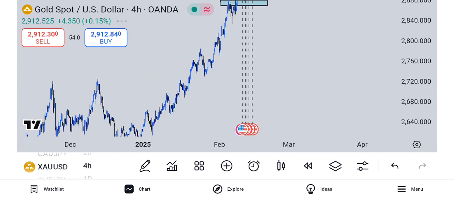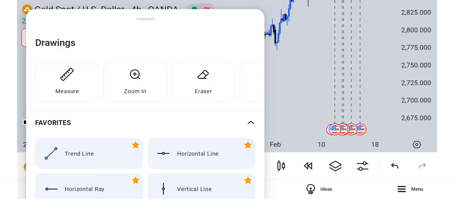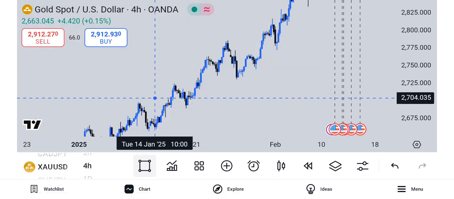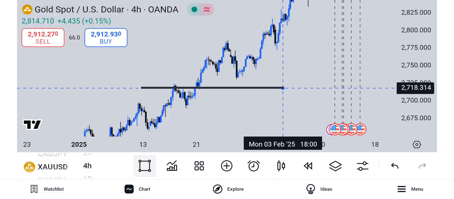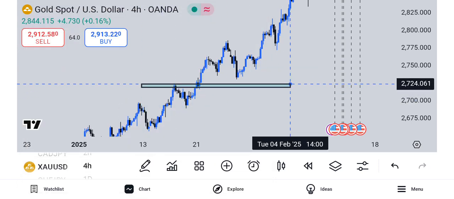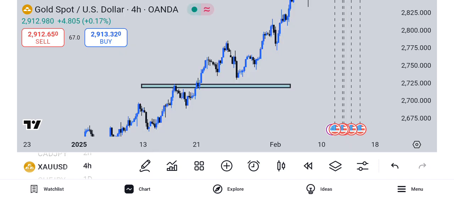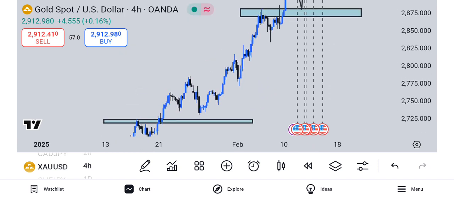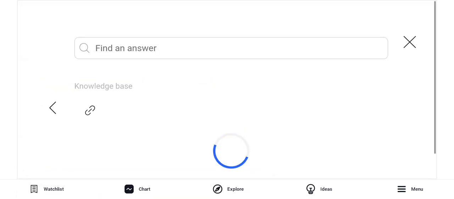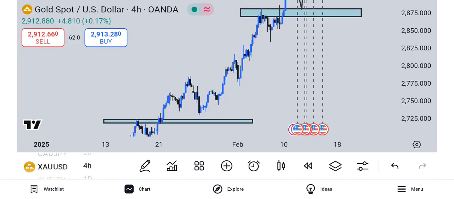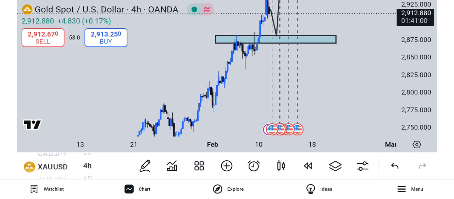So this is just marking the market structures on the 4H. This is all you need. This is it, guys. That's it. Just mark it.